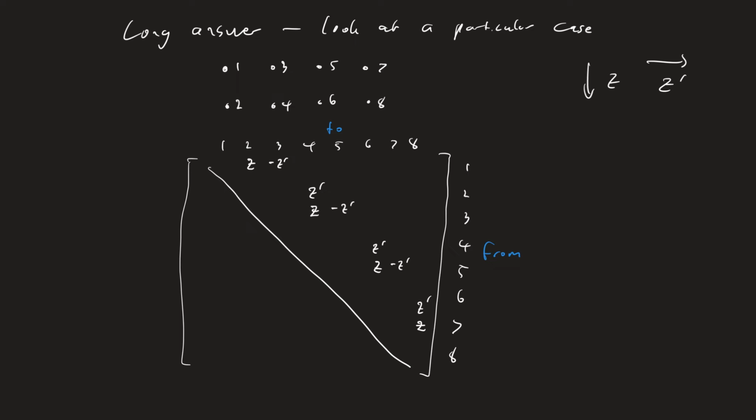I can have a tile from 4 to 6, so from 4 to 6 corresponds to this entry here, and because the tile from 4 to 6 is horizontal, we use Z prime to denote it. Similarly, the tile from 7 to 8 corresponds to from 7 to 8. It is a vertical tile, so we put Z in here.